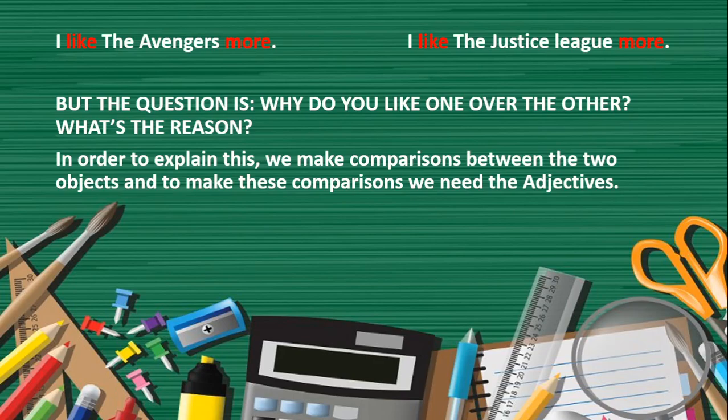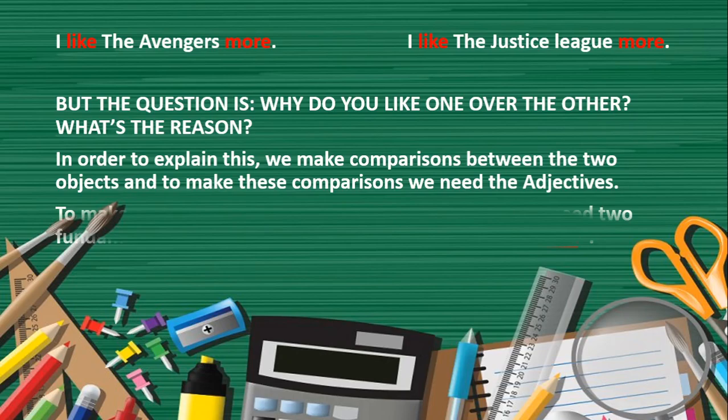My wife is beautiful. What is the attribute? What is the characteristic of my wife? She is beautiful, right? So my computer is fast. You see, what is the adjective there? Fast. So that is the first thing that we need. We need an adjective, right?